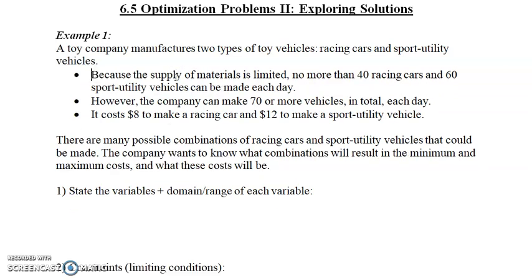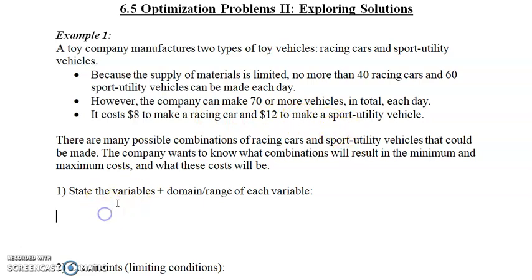Alright, so example 1 says a toy company manufactures two types of toy vehicles, racing cars and sport utility vehicles, SUVs. Because the supply of the material is limited, no more than 40 race cars and 60 sport utilities can be made each day. So there's your first set of inequalities. However, the company can make 70 more vehicles in each day total. So that tells you how many they can make total. And then the third bullet is our objective function, what the cost is going to be. So it costs $8 to make a race car and $12 to make a sport utility.